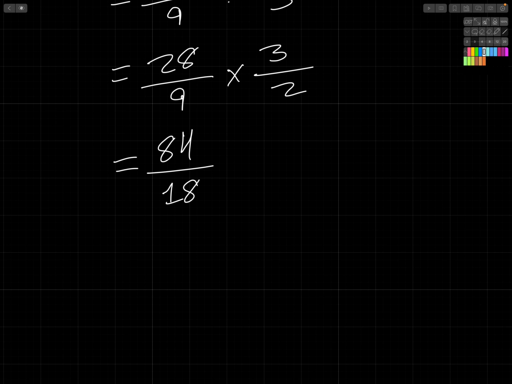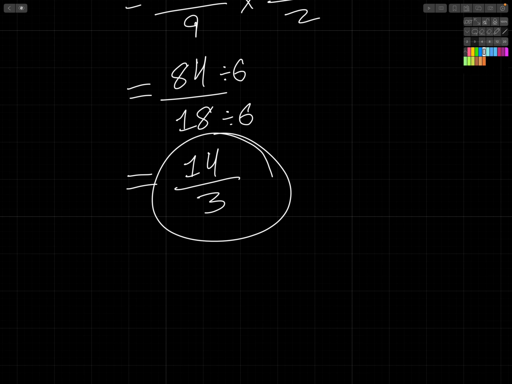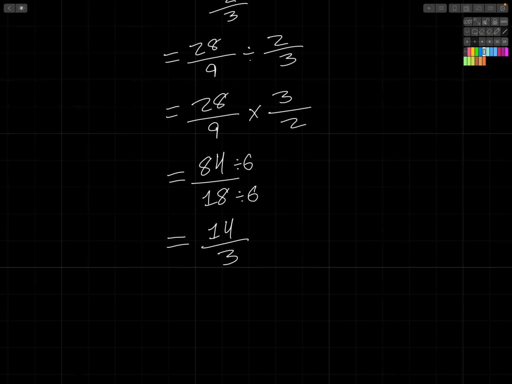Now, is this the answer? No, it isn't. We have to simplify this. Can we simplify this? Yes, we can. So the greatest common factor we can see is 6. So we can divide this by 6, divide this by 6. So 84 divided by 6 is 14. Over 18 divided by 6, which is 3. And now, can we simplify this even further? No, we can't. So this is our answer, 14 over 3.